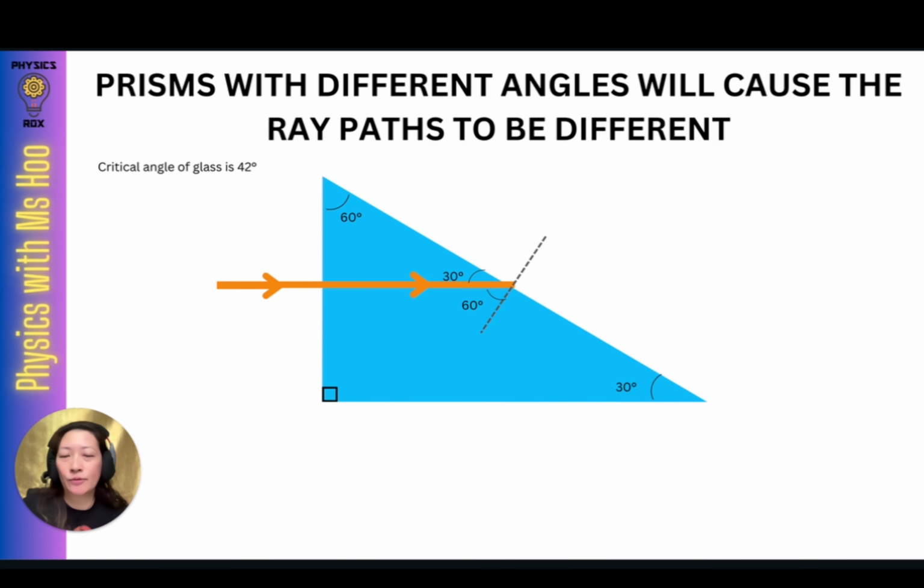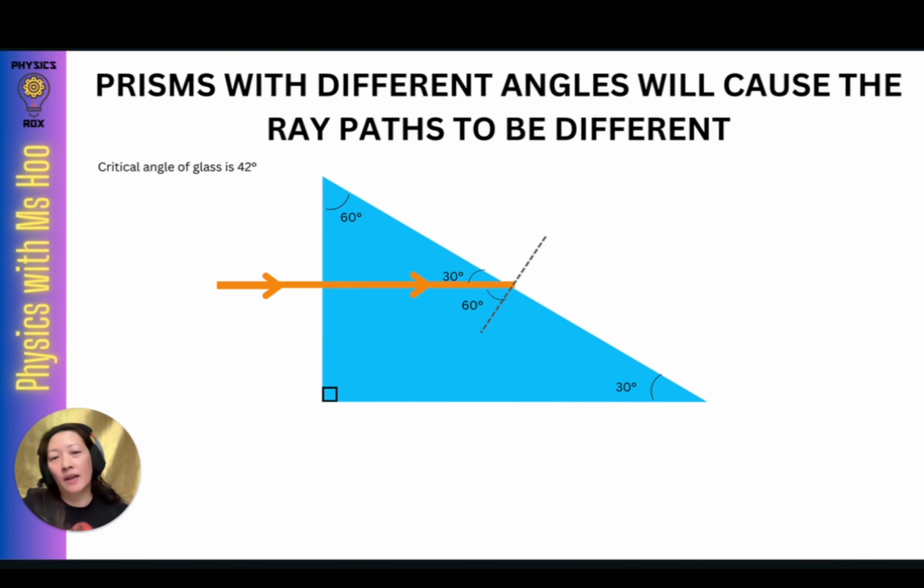Let's check against the two conditions. First condition, the incident angle of 60 degrees, is it greater than the critical angle of 42? Yes, it is. Second condition, light ray is trying to travel from glass to air. Higher to lower optical density? Yes, which means that total internal reflection will occur.